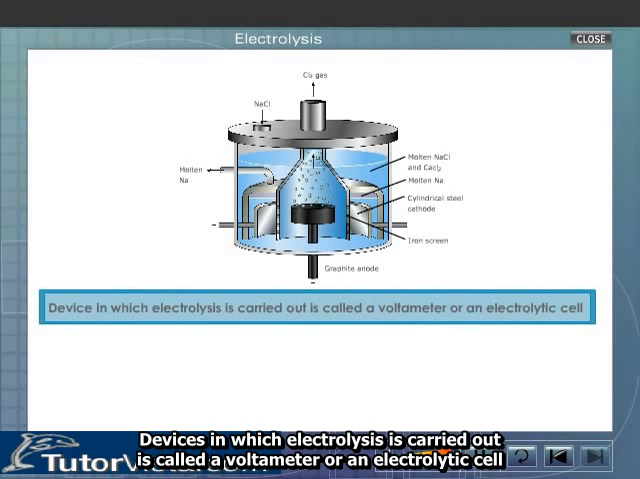Device in which electrolysis is carried out is called a voltmeter or an electrolytic cell.